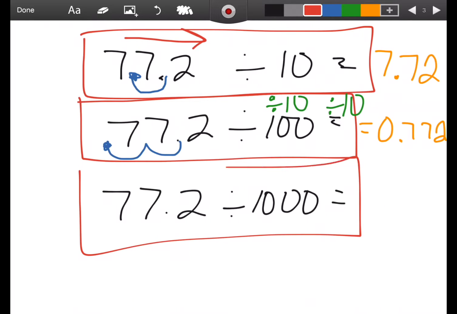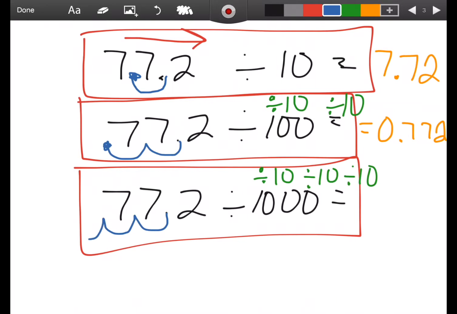Same idea as before. If I divide a decimal by 1,000, or divide any number by 1,000, that's the same thing as dividing by 10 three times. So I know that I can move my decimal back 3 times, and each time I'm moving my decimal back, 1, 2, 3, that is the same as dividing that number by 10. So if I would do this, I would get 0 and 772 ten thousandths.